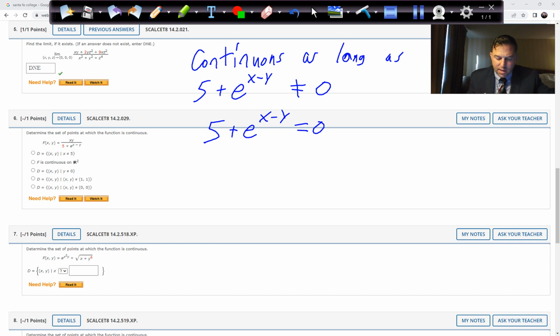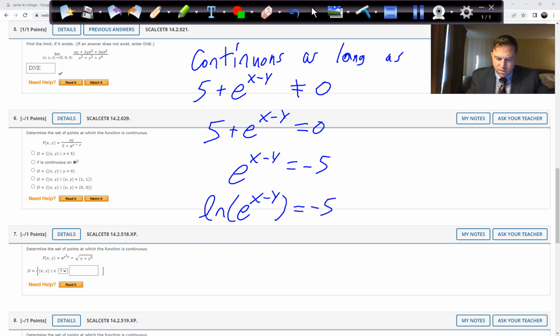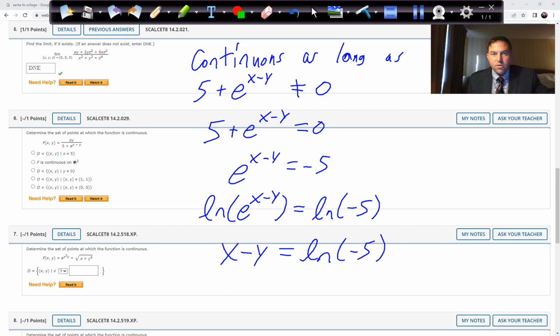And we will take e to the x minus y equals minus 5. The only way to solve for this would be to take a natural log of both sides. So to undo e, you take a natural log of e. So what that does is it cancels the e function. So on the left you have x minus y. But on the right you have the natural log of a negative number.